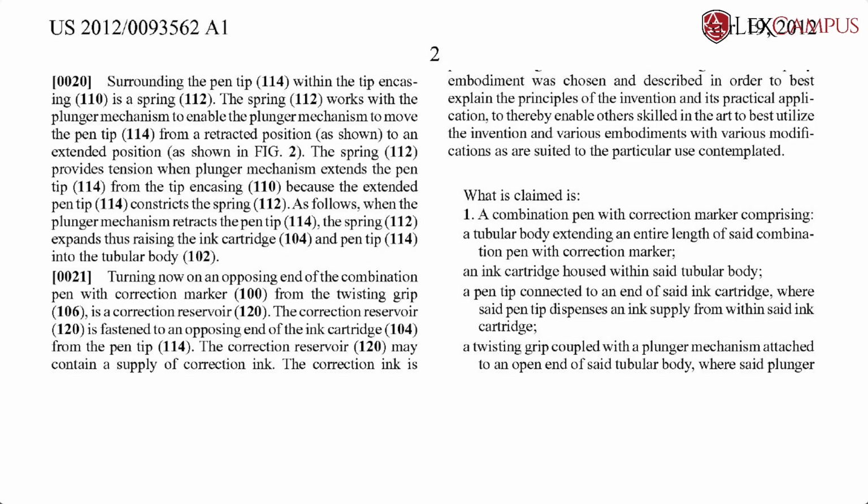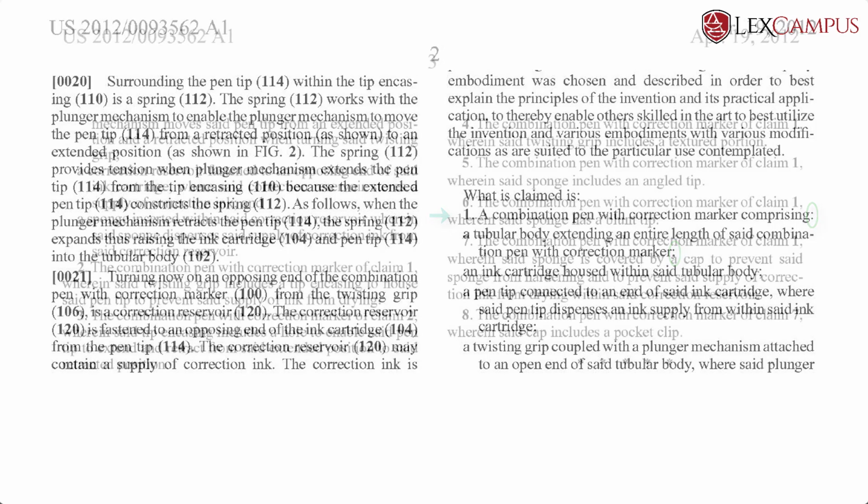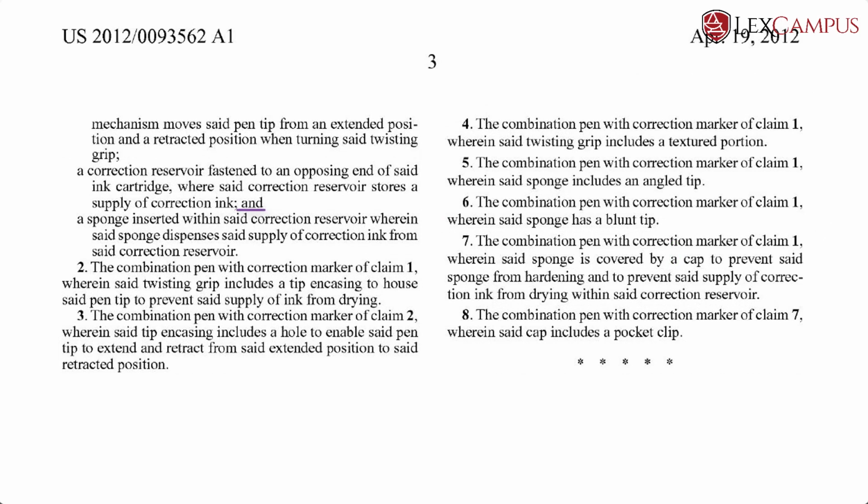In India, it is "I claim" or "we claim." What is claimed? A combination pen with correction marker comprising, now "comprising:" with a colon allows you to split a sentence into various components. You can see that there are various clauses here, ending with a semicolon, and finally you have the clause ending with a full stop.